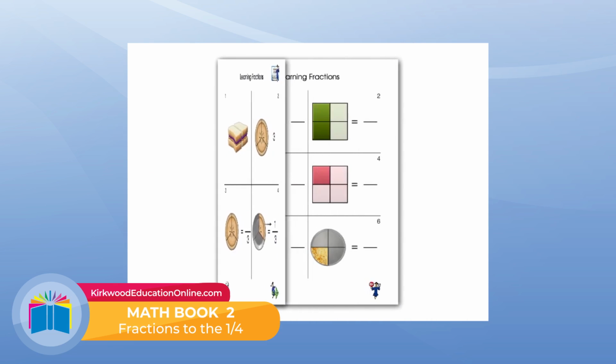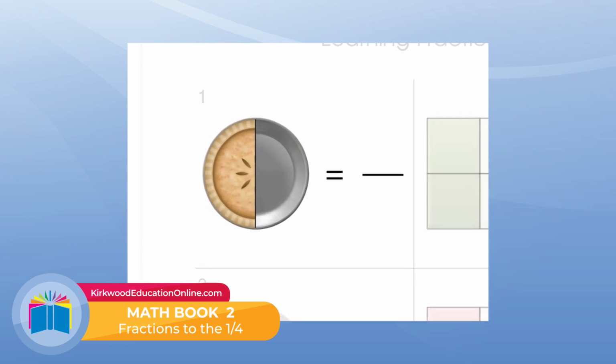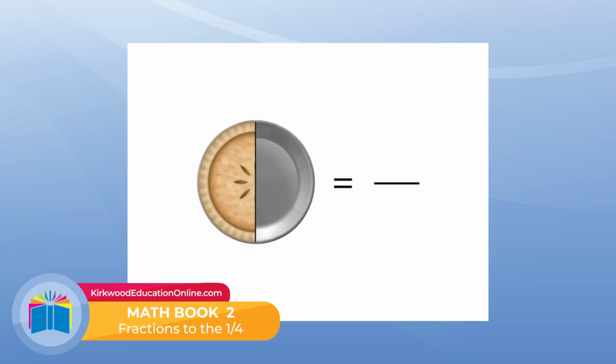Now please go to the next page and I'll show you the kind of exercises you're going to have. Look at square number 1. The pie is divided into how many pieces? 1, 2. So 2 is the denominator and is written below the line because that tells you how many pieces the pie is divided into. So write just like I'm doing, 2 below the line.